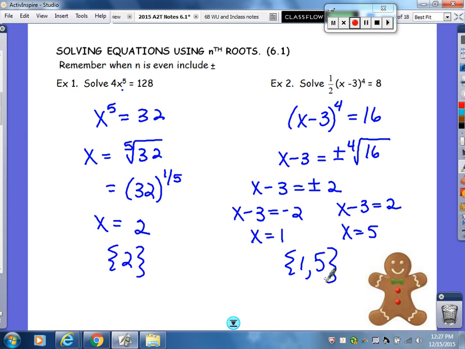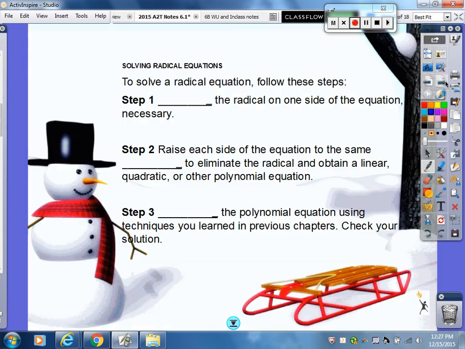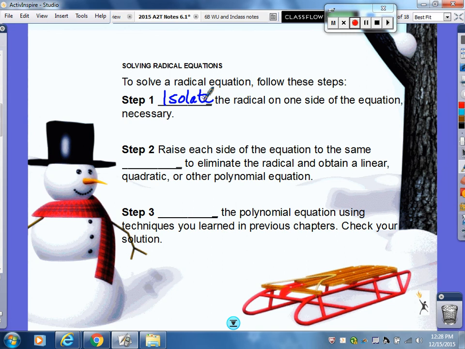All right, moving on. Solving radical equations, equations with radicals in them. So step number 1, you need to isolate the radical on one side. Then step number 2, raise each side of the equation to the same power to eliminate the radical and obtain a linear, quadratic, or other polynomial equation. Then step number 3, we're going to solve whatever polynomial we get. And we're going to remember to check our answers. So we probably should have a step 4 in there: check your answers.